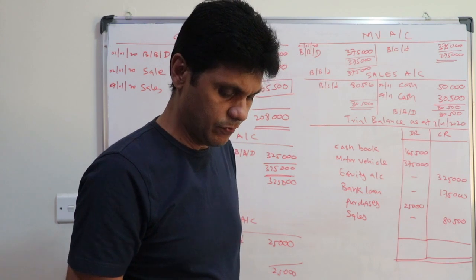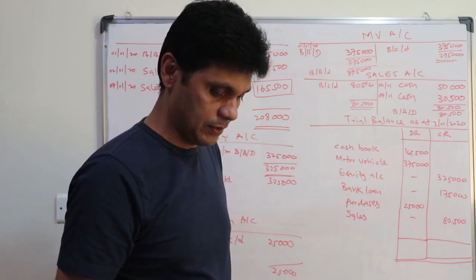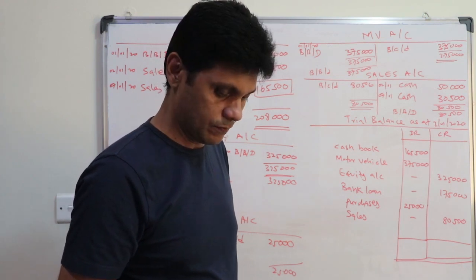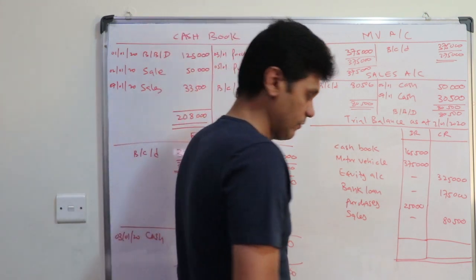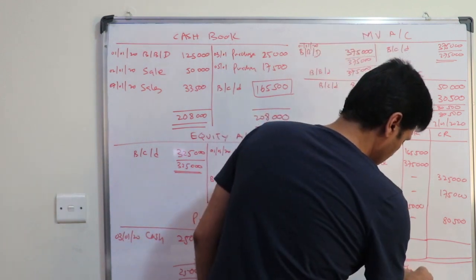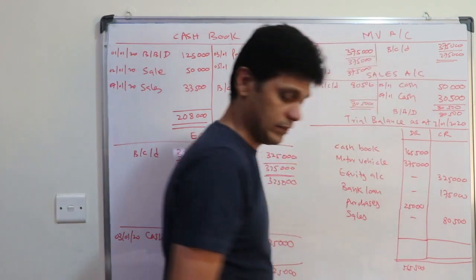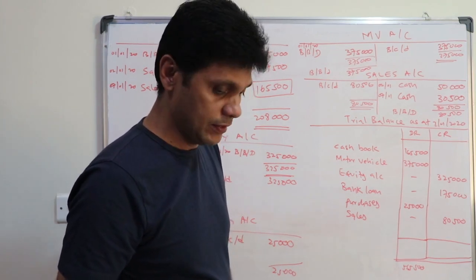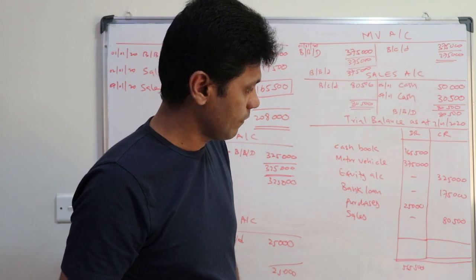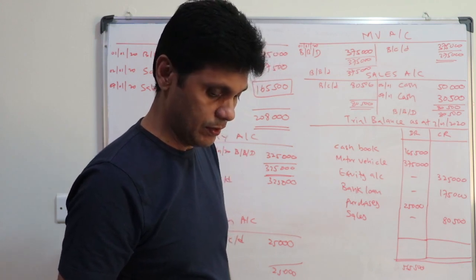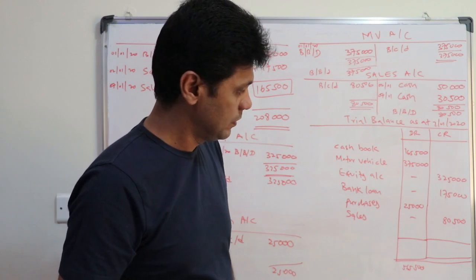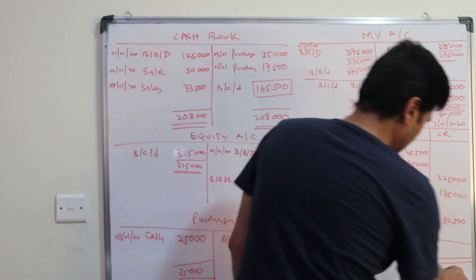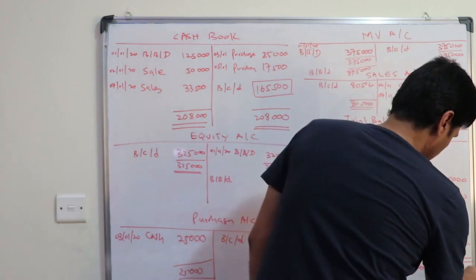So 165,500 plus 375,000 plus 25,000 is 565,500. Don't put the total. Debit side is 565,500. Then 325,000 plus 175,000 plus 80,500 is 580,500.